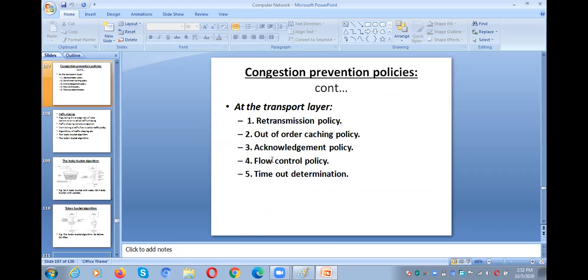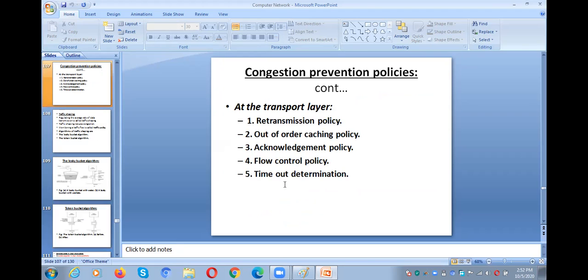And the next one is transport layer. So retransmission policy, these are all the same except flow control and the timeout determination. Timeout determination means how much time it takes to transfer a packet from source node to destination node. It is not too high, it is not too low.